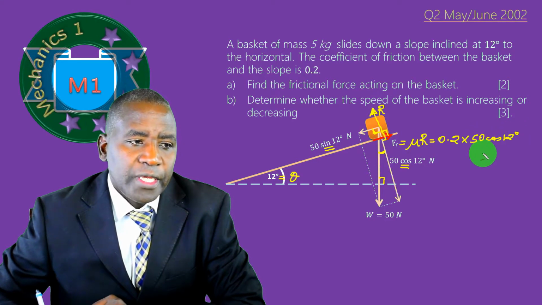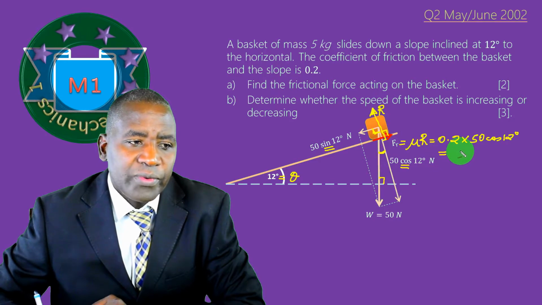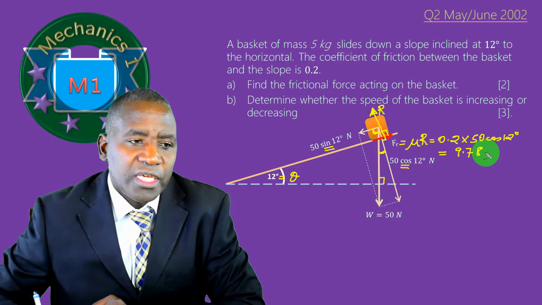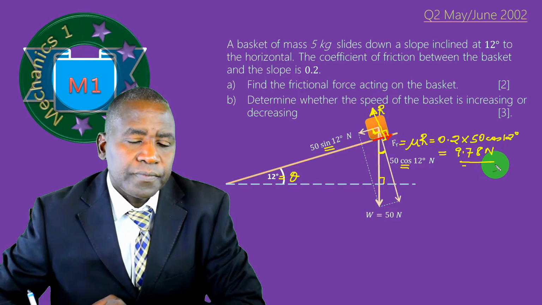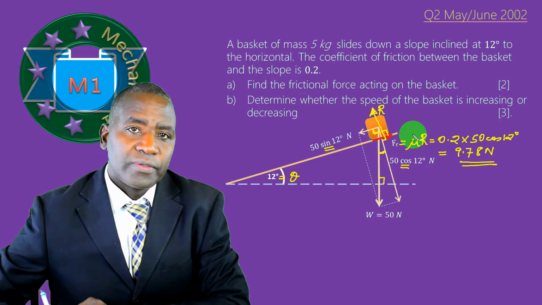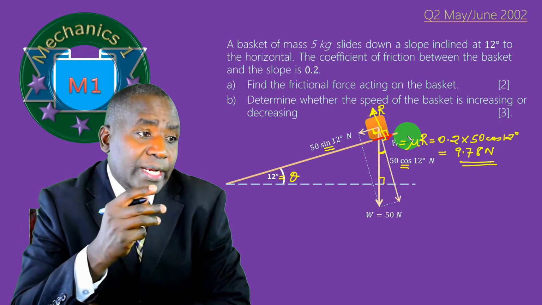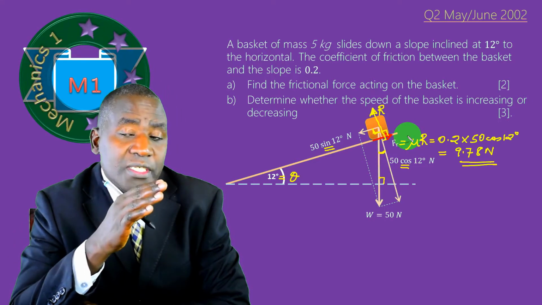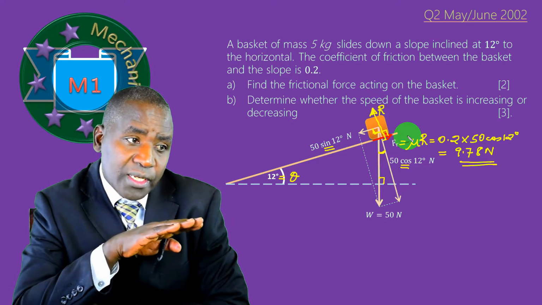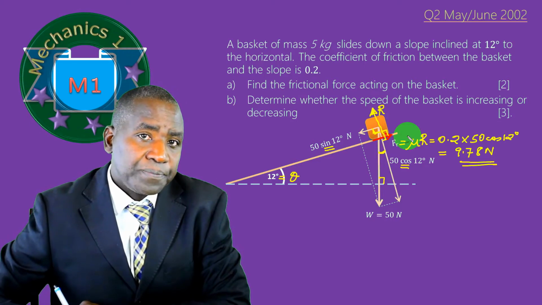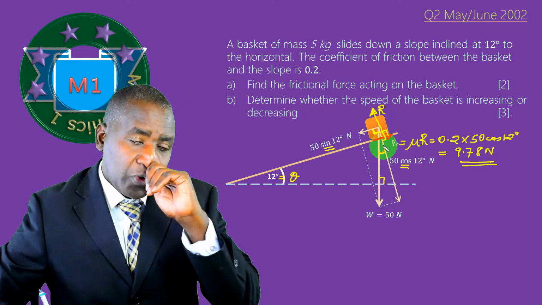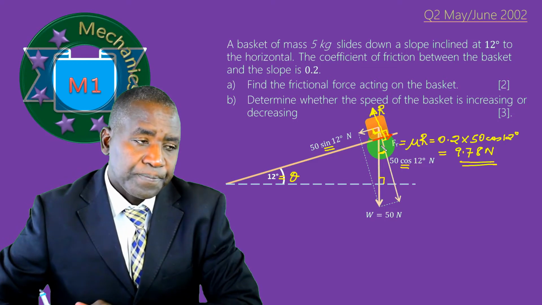And a use of the calculator will give us 9.78 newtons. How did I know that the friction force acts in this direction? I have to realize that the object is sliding down, so the slope is applying a force on it up the incline. In other words, frictional force tends to oppose the motion of the object.